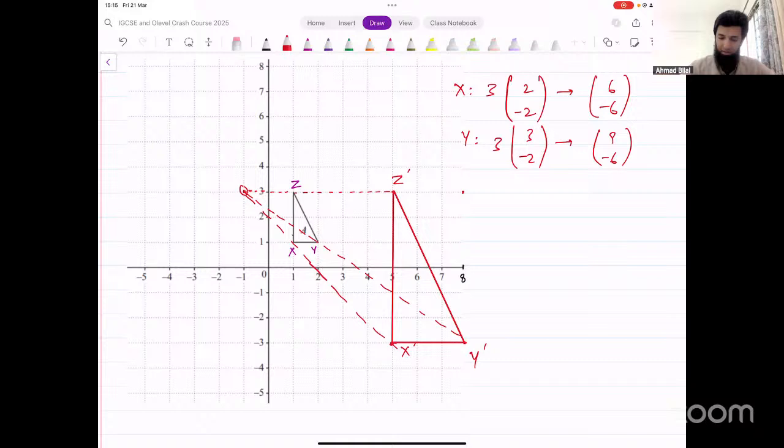This is your enlarged triangle. Make sense? Any problems with this? Let's move on.